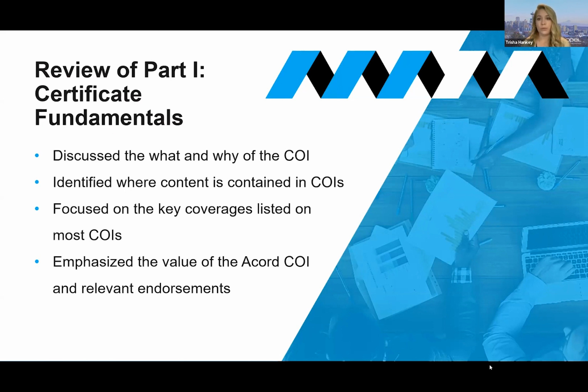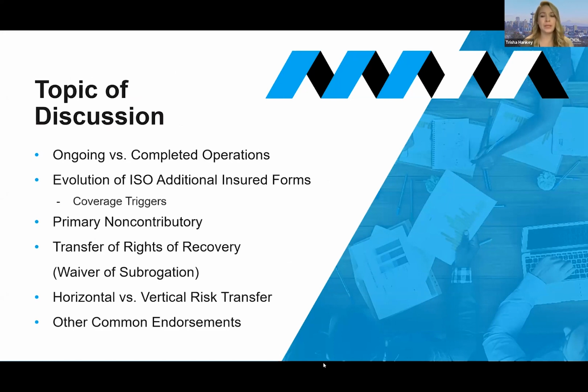Next slide. We're going to take a deeper dive now into the risk transfer process and various additional insured endorsements. For today's webinar, we're going to identify the difference between ongoing operations and completed operations. We're going to explore the evolution of the ISO additional insured forms and identify the different coverage triggers. In our last webinar, we touched on the primary and non-contributory and waiver of subrogation endorsements that should be included with the Accord 25. Today we'll discuss the important role these endorsements play in the transfer of risk. We'll help you understand what horizontal risk transfer and vertical risk transfer are, and we'll touch briefly on other common ISO endorsements that you may see attached to a COI or be requested to provide. Next slide.